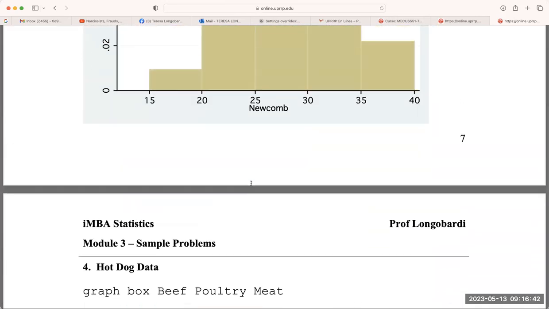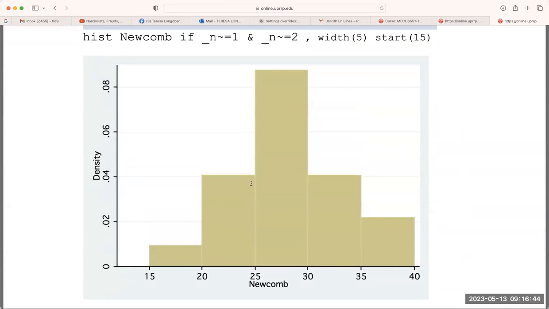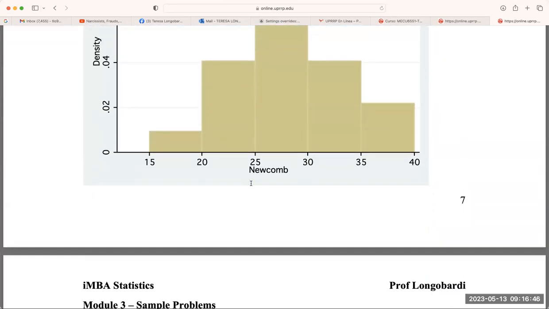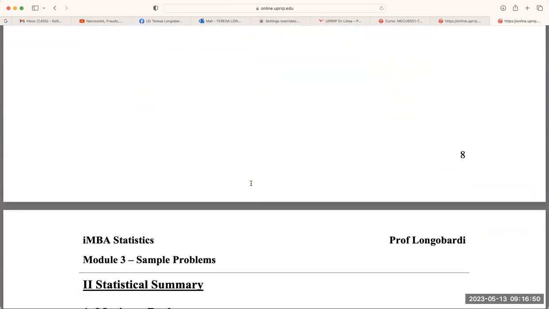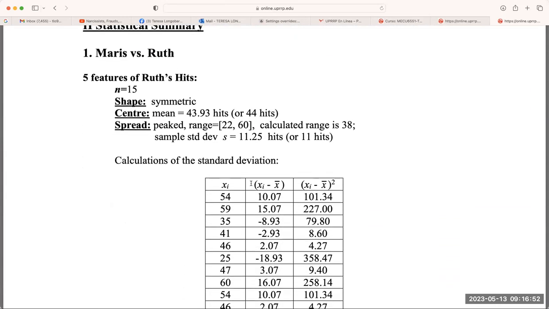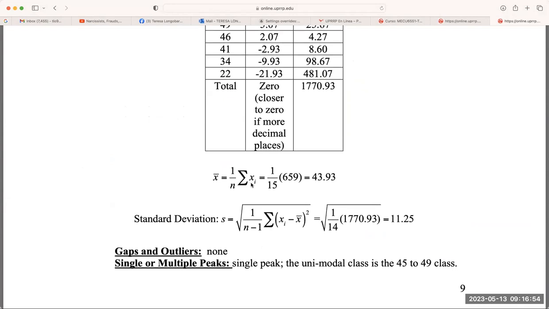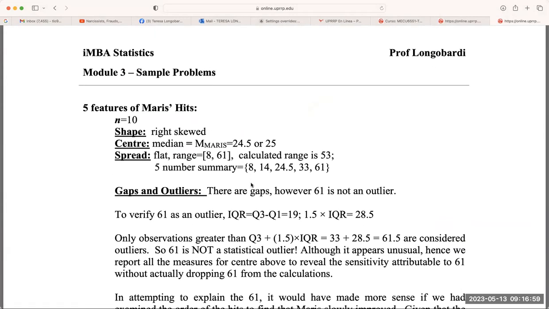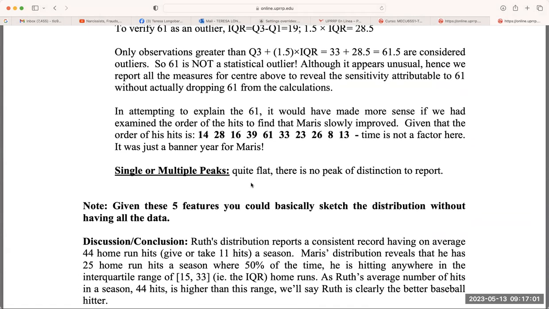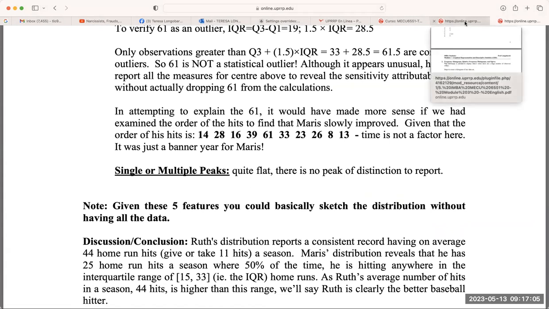I believe I discussed making a histogram. Let me check. We'll talk about that in a second. And then I have the summaries here, how you should summarize with the 5 features of the distribution and conclude regarding the question posed. So that's what I did there.